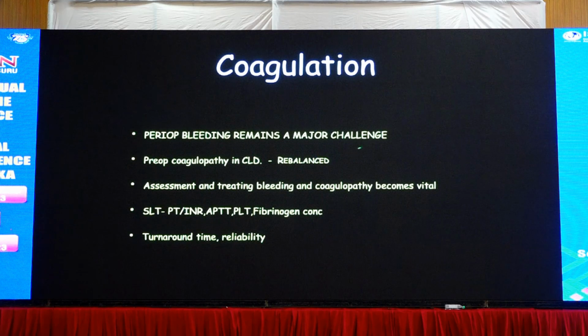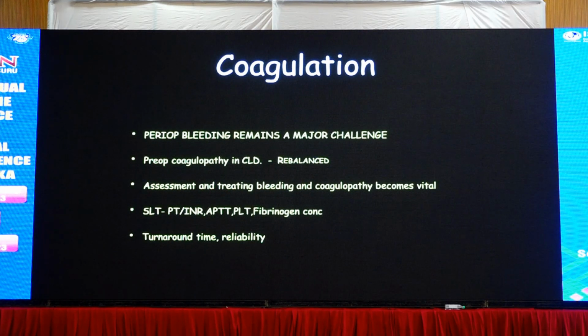But during surgery, bleeding remains a major challenge. So you need to assess and treat bleeding and coagulability appropriately. It becomes very important, because more transfusion means the outcome may be worse and morbidity is more. So you need to try to reduce the amount of blood and products you use.